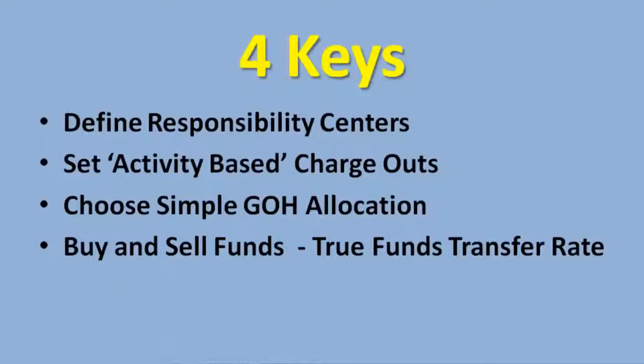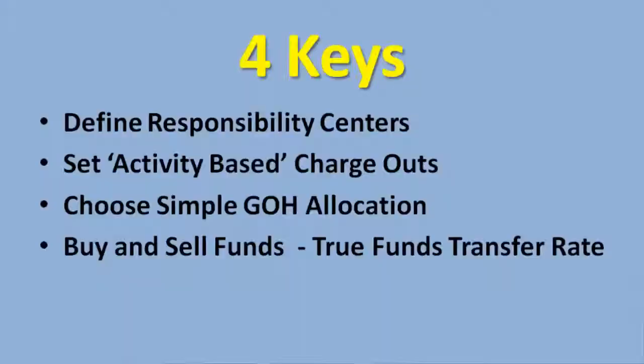Choose a simple and accumulated one-line general overhead. Then find a fair way to allocate them. Quite often, those are allocated based on the non-interest expense of the branch. Finally, the big elephant in the room, buying and selling funds. It's not funds pricing. That is pricing for assets. It's not match funds. It's not multiple pools. It's a simple transfer rate based on the true cost of funds.